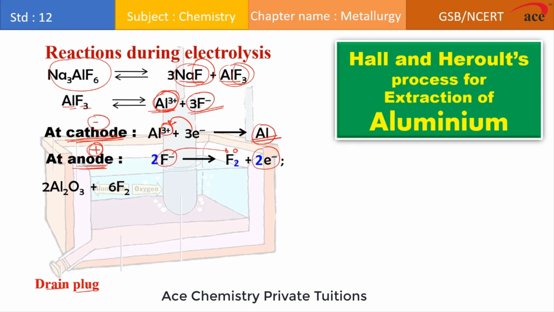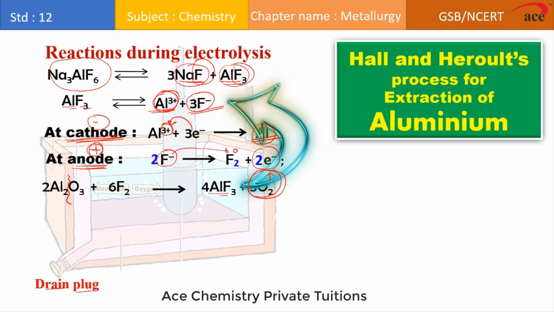Now this fluorine is the most powerful oxidizing agent, so it immediately breaks or decomposes this alumina. This fluorine is highly reactive. It breaks this alumina and, if you see, it forms aluminium fluoride, and there is a liberation of what? Oxygen gas. Please remember, there is a liberation of oxygen gas at the anode.